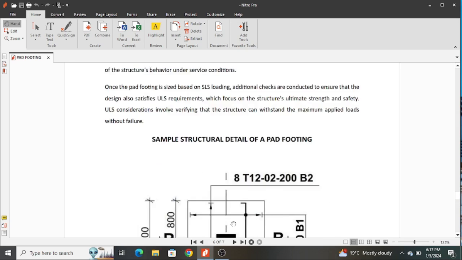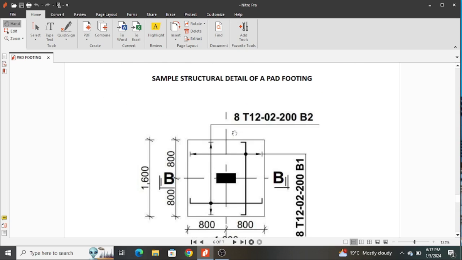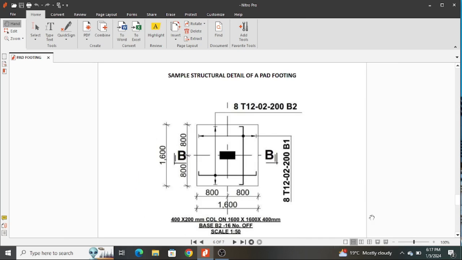Having talked about that, we now move to a sample structural detail of a pad footing. So this is a sample detail of a pad footing, and I'm going to start by talking about the labeling. When you're labeling, this is a plan. When you're labeling a plan, it is expedient you tell us the size of the element that the footing is supporting, that is the column. So in this case, we have a 400 by 200 millimeter column.